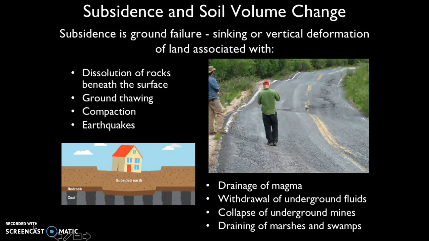And then you have the draining of marshes and of swamps, which is again also caused by humans for the most part. So those are some of the causes or the events that can happen, the processes that may cause land subsidence. And again, that land subsidence is simply going to be ground failure, and it has to do with the overall volume of the soil underground.